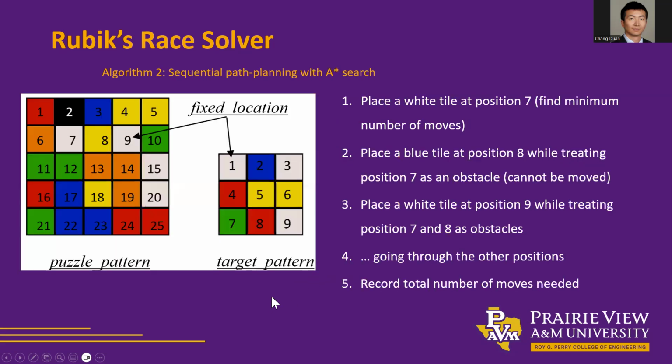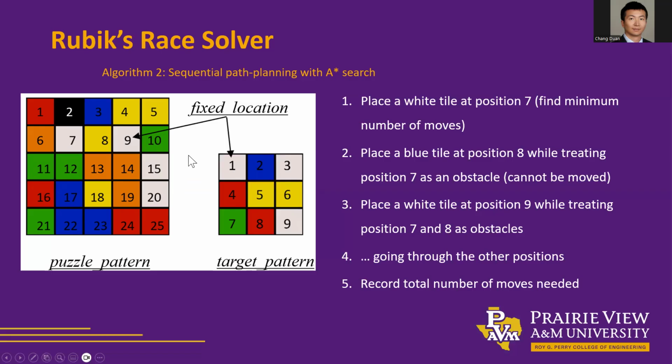All right, so the second algorithm is called sequential path planning with A star search. For this algorithm, the 3 by 3 target pattern, or goal pattern, is shown as an example on the right-hand side of the figure. It has 9 positions: 1, 2, 3, 4, 5, 6, 7, 8, 9. Then the puzzle pattern has 25 positions, shown on the left.